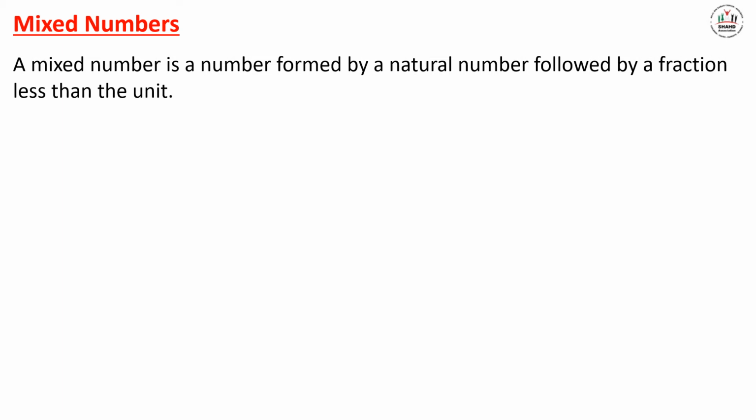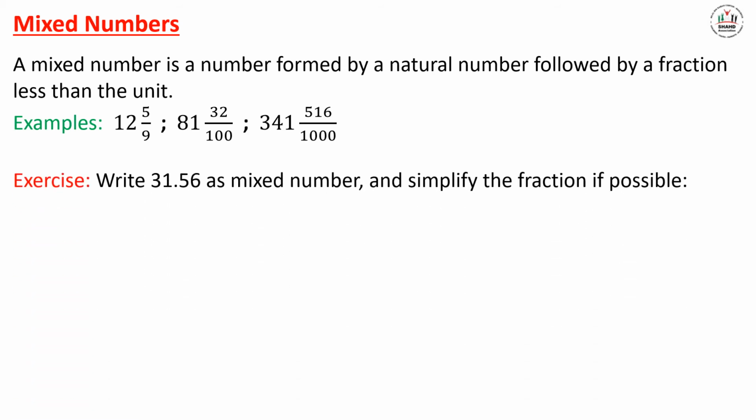Now let's introduce mixed numbers. What are the mixed numbers? A mixed number is a number formed by a natural number followed by a fraction less than unit or less than 1. Here we have examples. 12 is the natural number followed by 5 over 9. 81 is the natural number followed by 32 over 100. And final example, 341, which is the natural number followed by 516 over 1000.